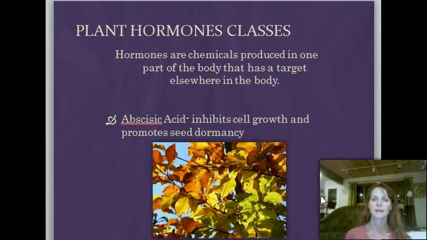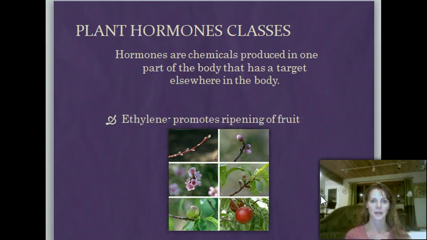Abscisic acid inhibits cell growth and promotes seed dormancy. So obviously another hormone that is naturally forming in a plant, because at some point in the different seasons, you need to inhibit the cell growth and promote that seed dormancy, okay? So usually in the fall, that's when you're going to see that abscisic acid increasing within those plants, okay? Ethylene promotes the ripening of fruit.